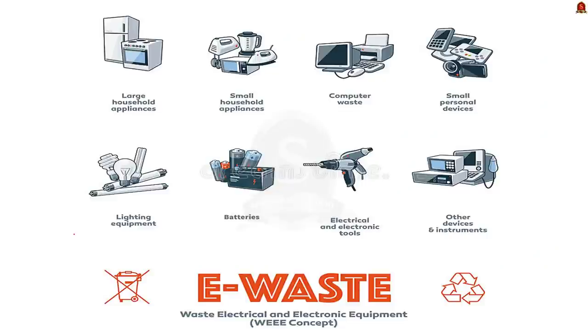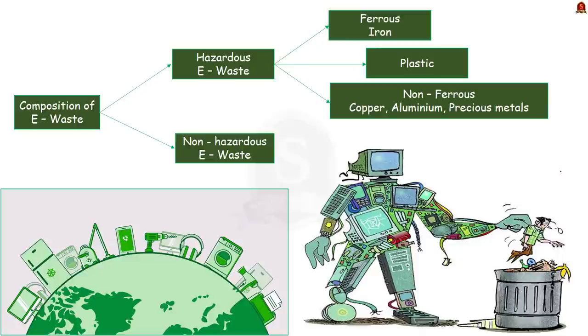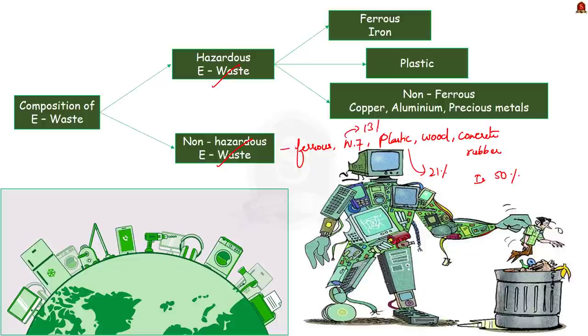Now, talking about its composition, as I already said, electronic waste refers to abandoned and end-of-life electronic items. It actually ranges from computers, information and communication technology equipment, home appliances, audio and video products, and all of their accessories. So the composition of e-waste is diverse. And if we classify e-waste based on hazardous nature, it can be classified into hazardous and non-hazardous categories. See, the non-hazardous category consists of ferrous and non-ferrous metals, plastics, glass, wood and plywood, printed circuit boards, concrete, ceramics, rubber and other items. Among them, iron and steel constitute about 50% of the waste, followed by plastics which constitute 21% and non-ferrous metals which constitute 13% and other constituents.